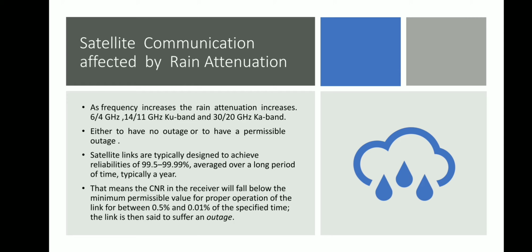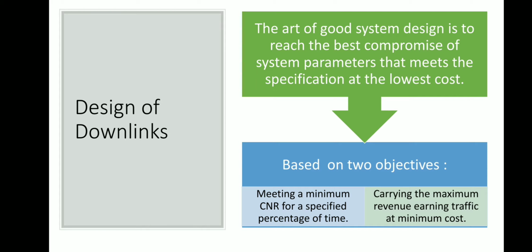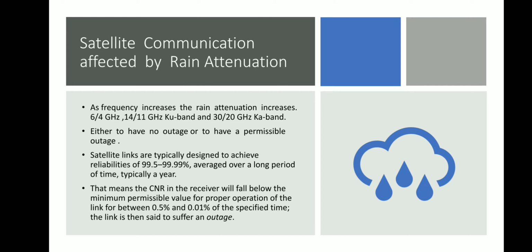Now, as I said, the first one is meeting a minimum CNR for a specified percentage of time, and I just wanted to elaborate, taking an example of the rain attenuation. In satellite communication, obviously we know it gets affected by rain attenuation. And we also know that satellites in general are launched in three ranges of frequency, that is 6 by 4, 14 by 11 and 30 by 20, which are from C band, Ku band and Ka band respectively. We also know that the rain attenuation increases as the frequency increases.